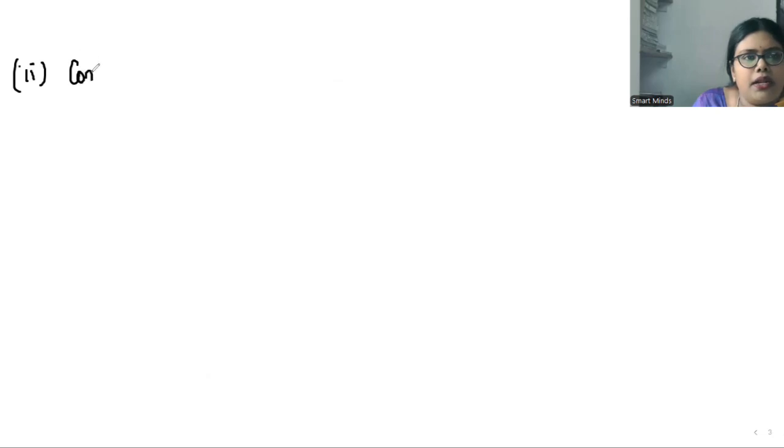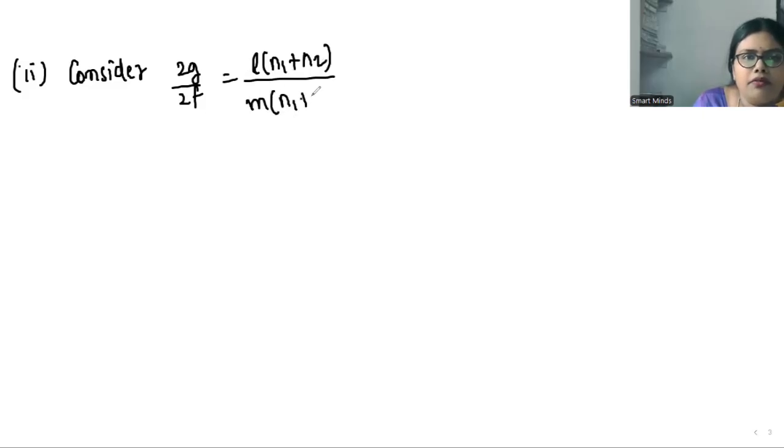For the second bit, let us consider 2g by 2f. What is the 2g value? L into n1 plus n2. And what is the 2f value? M into n1 plus n2. Here n1 plus n2 cancel. If you cross multiply, you will get gm is equal to lf.